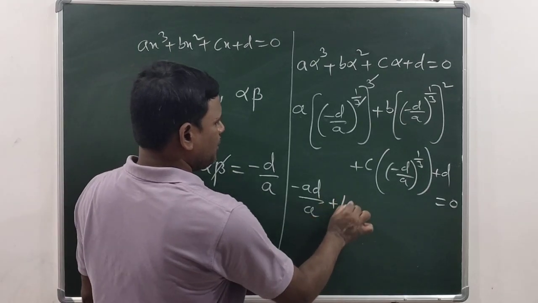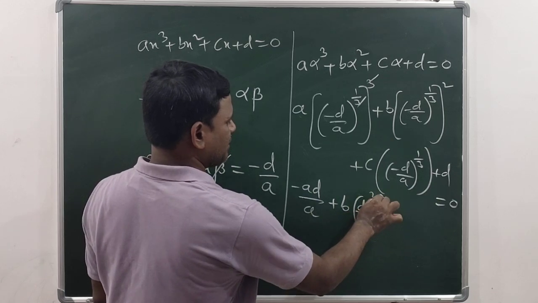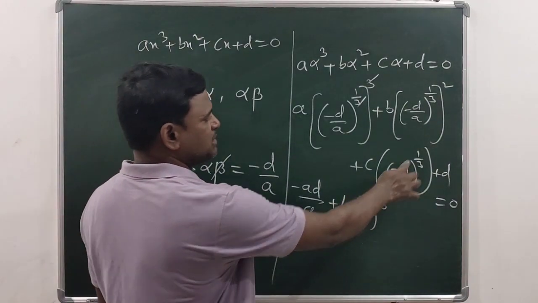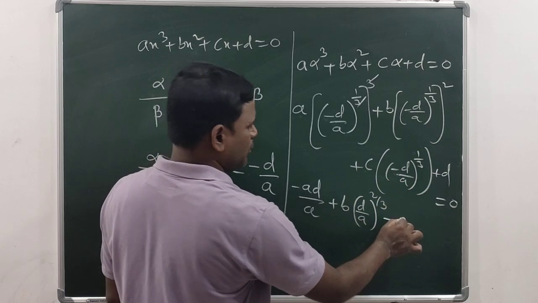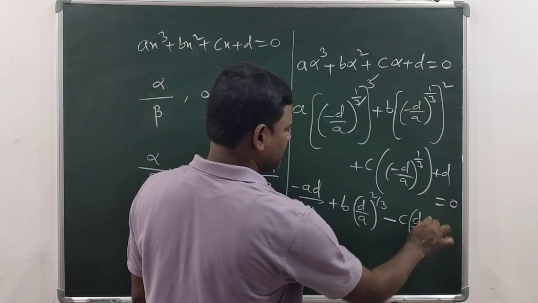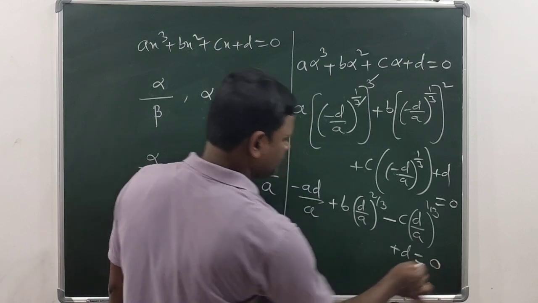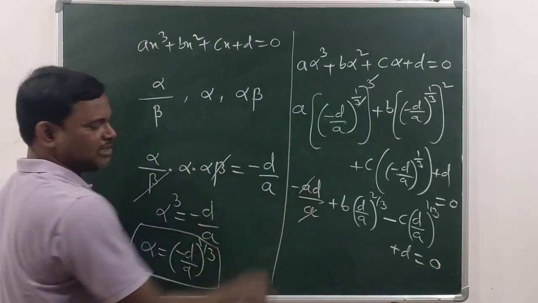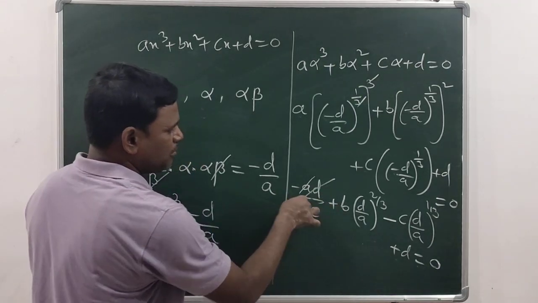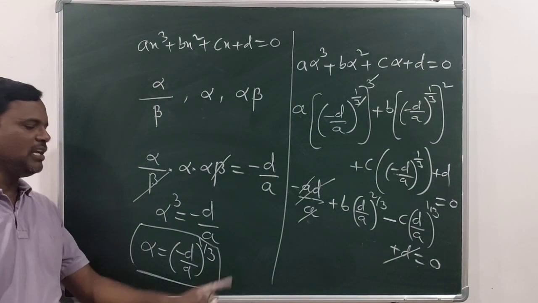So that here you will get b into d by a whole power 2 by 3. Okay, right, now come here, minus power odd number becomes minus. So here what do you get? C into d by a whole power 1 by 3. Now plus d, which is equivalent to 0. Now this a cancels. After cancelling a, what is left? Minus d. Here we have plus d. Both can be cancelled. Okay, I hope you have understood till here.